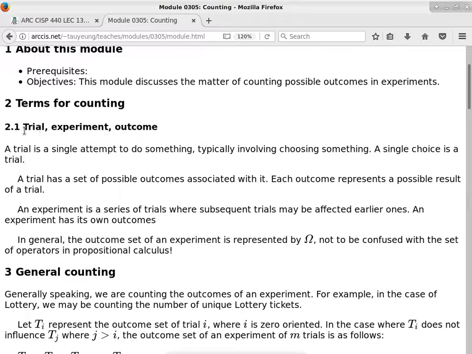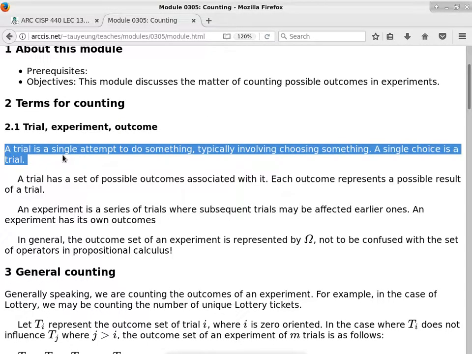The first thing we want to do is to clarify the terms of what is a trial, what is an experiment, and what is an outcome in the context of an experiment. A trial is a single attempt to do something. Typically, it involves choosing something by random. Sometimes it's just a natural process, but there's a single observable thing that you can see after a single trial.